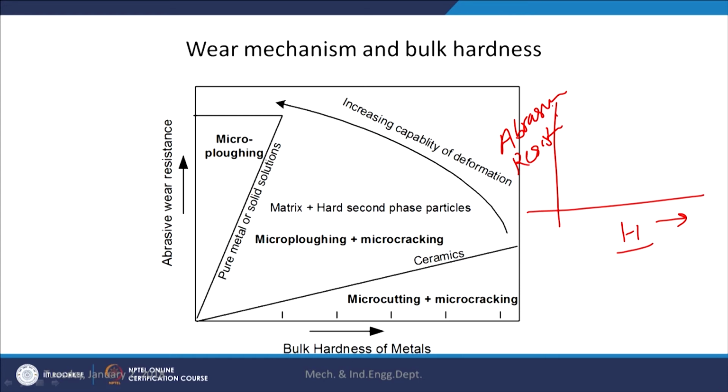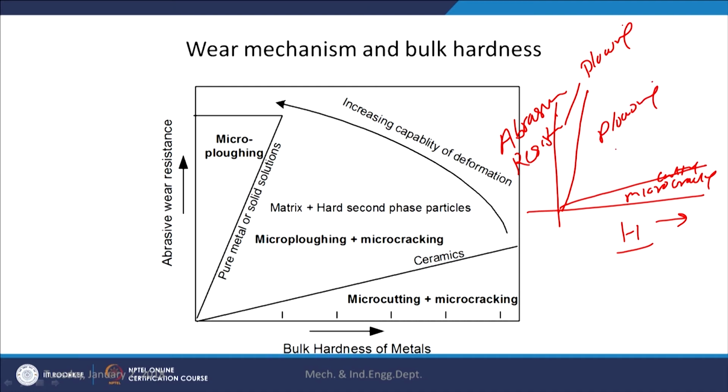So, abrasive wear resistance: here what we can see is that when the material hardness is high, the mechanism responsible for removal of the material is basically micro cracking, and some micro cutting will be taking place. On the other hand, when the material has very low hardness, then it is basically micro ploughing which will be taking place. In between it will be a combination of the ploughing and the micro cracking.